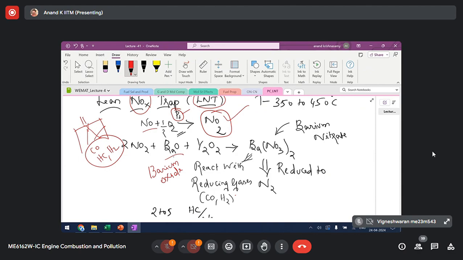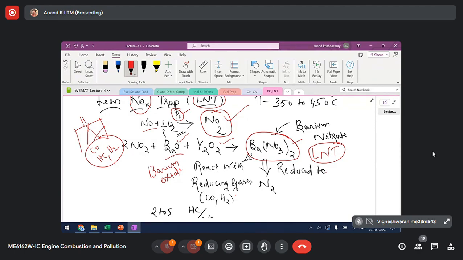So once you convert all the NO to NO2, this NO2 will react with barium oxide in presence of oxygen and form barium nitrate. So you are basically converting all the NOx to barium nitrate in this LNT device. You are trapping NOx in terms of barium nitrate and storing it in the device. That's why this device is called lean NOx trap. Convert all NO to NO2, NO2 reacts with BaO and forms barium nitrate.